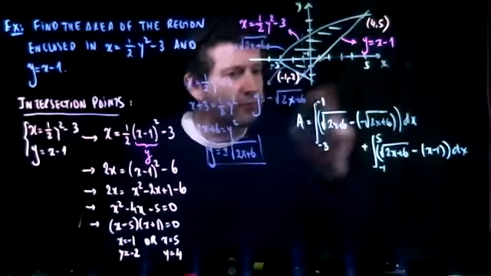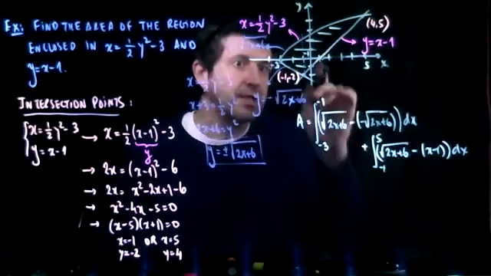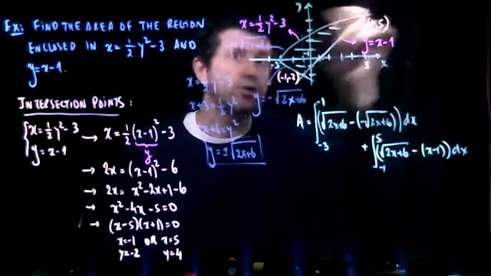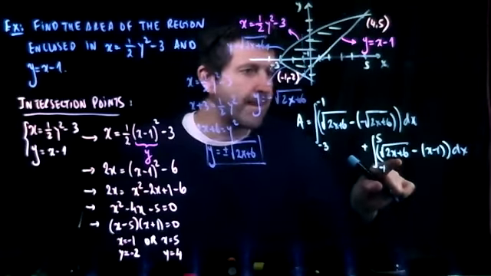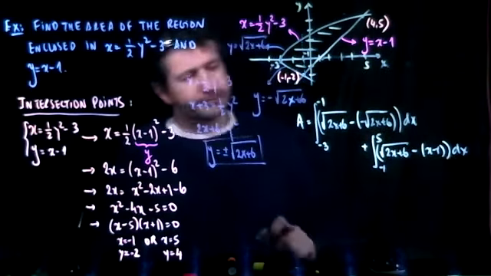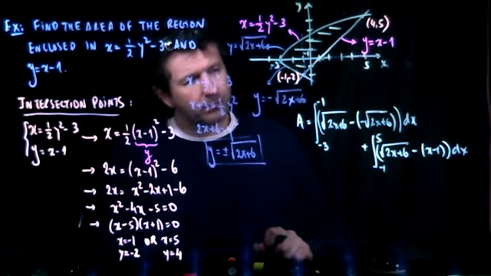So this is my first integral. Plus my second integral is from -1 all the way to 5. Top function is still square root of 2x plus 6 minus bottom function, which is y equals x minus 1. Sir, do you mind explaining the whole separation thing? I'm kind of lost. Sure.